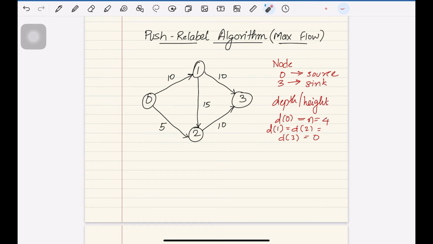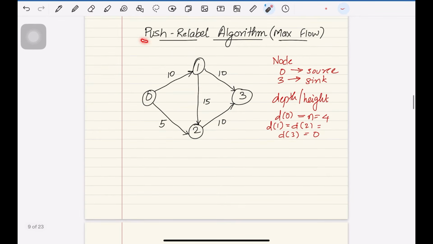It is also called the push and relabel algorithm, meaning that we are going to push the flow, and if we cannot push the flow, we are going to relabel our node so that it satisfies the condition, and then we can push the flow again to the next node. So let's understand how this works.